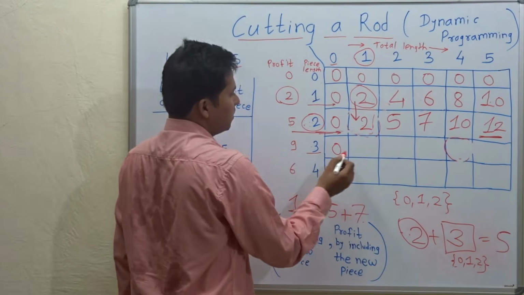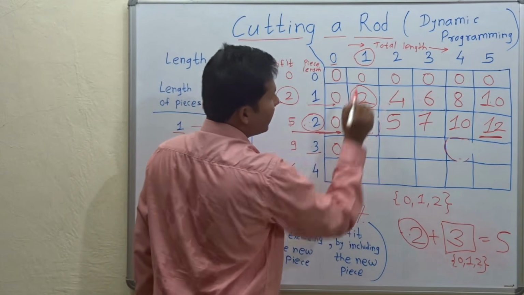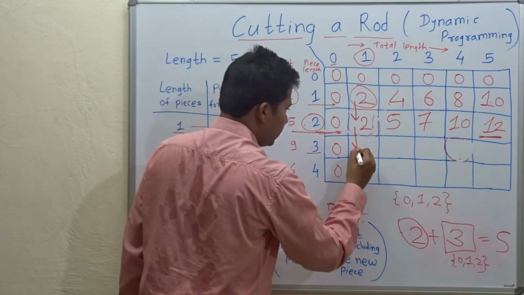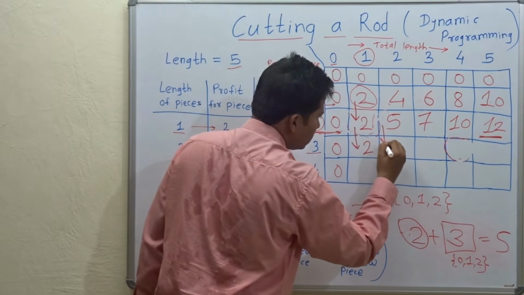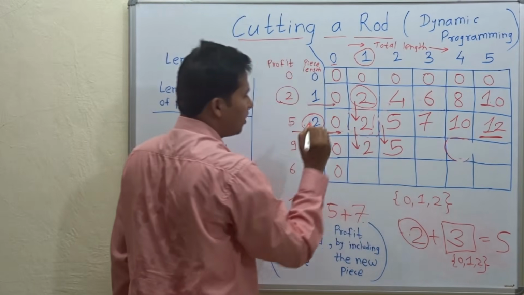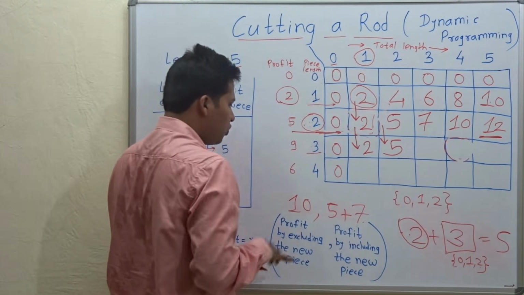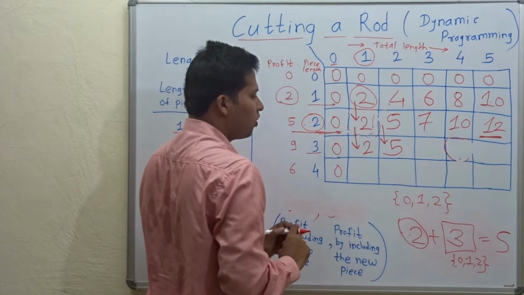Let's go ahead. See, 3. 3 is greater than 1, so that will not affect. So directly copy the value from the above cell. 3 is greater than 2, no effect, so copy the value from the above cell. 3 is equal to 3. Now we have to apply the formula. Let's go ahead to apply the formula.